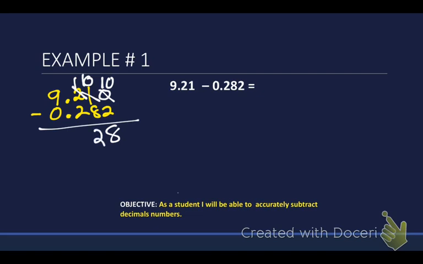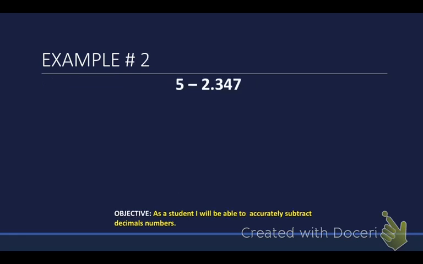1 minus 2 you cannot do, so you borrow from the 9. The 1 becomes an 11. 11 minus 2 is 9. 8 minus 0 is 8. Your answer should be 8 and 928 thousandths. Now, I know a lot of people keep telling me that when they borrow, they're going all the way to the end. You got to be careful. You got to go just to your next neighbor, just to the one next door.